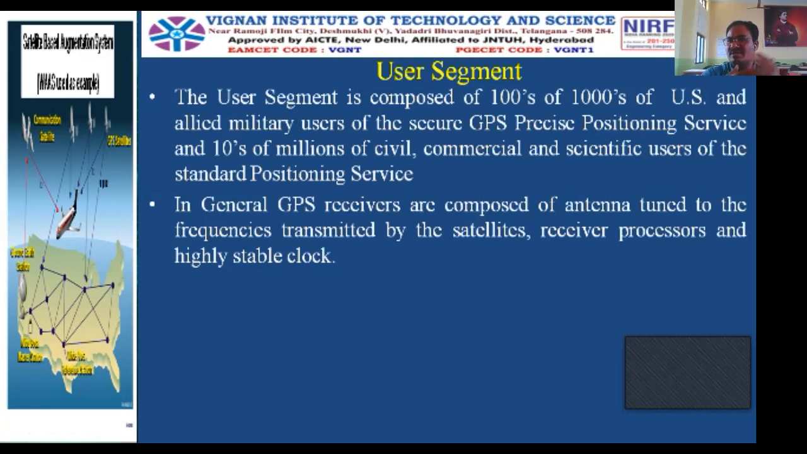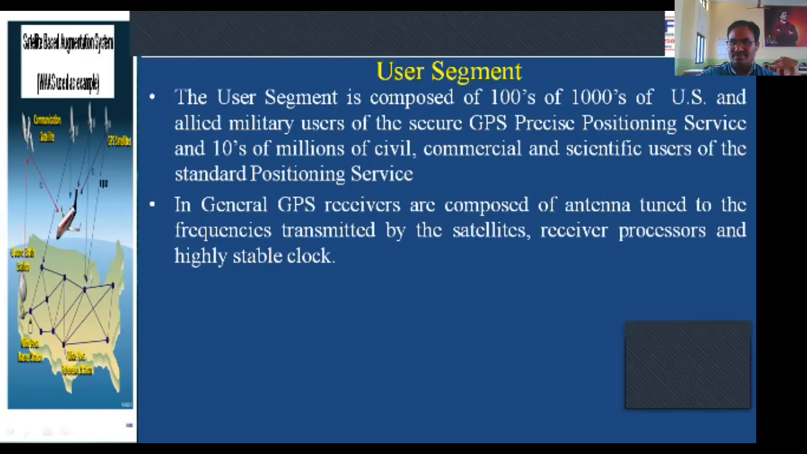So as the functions are mentioned, it needs a receiving antenna, it needs a processor, and it needs a highly stable clock. So these are the parts of the user segment of each GPS receiver.